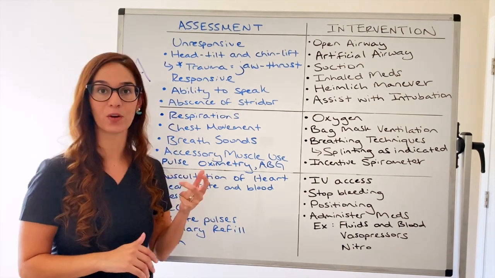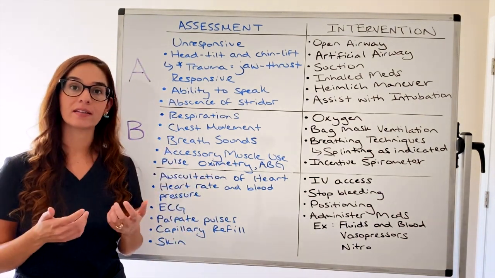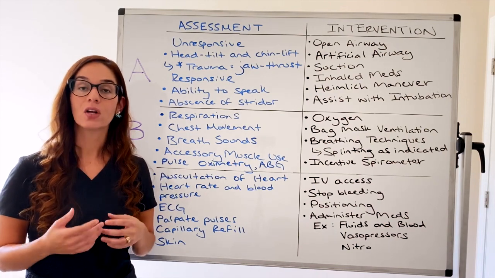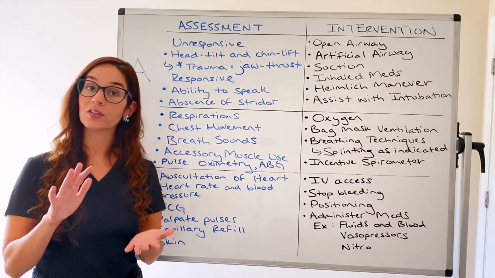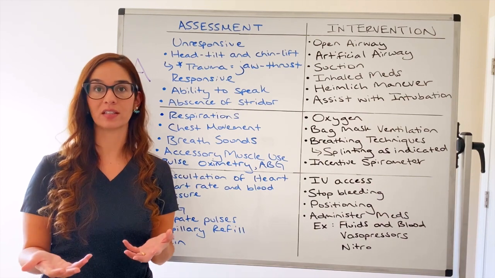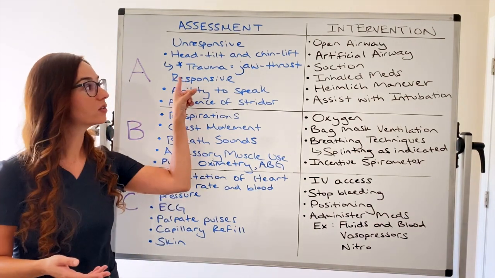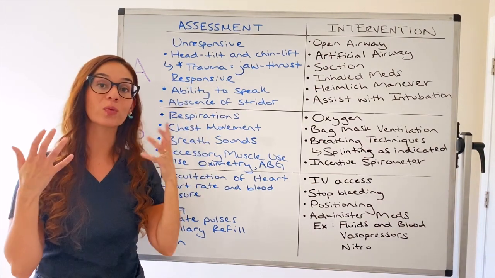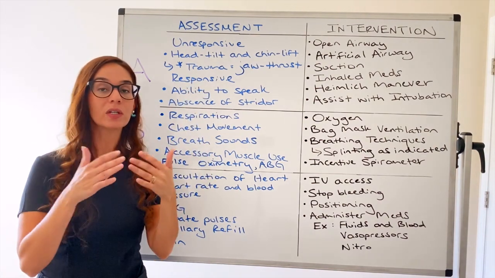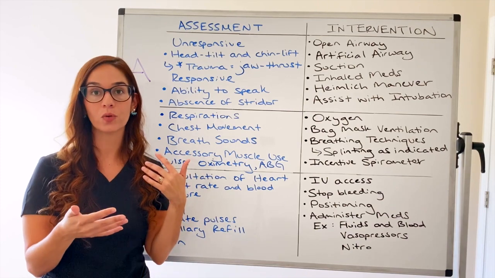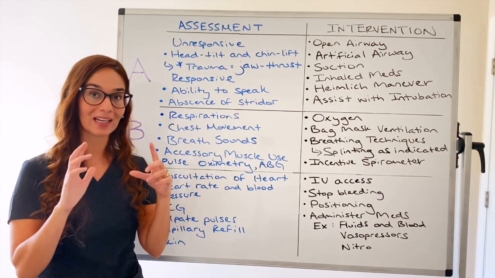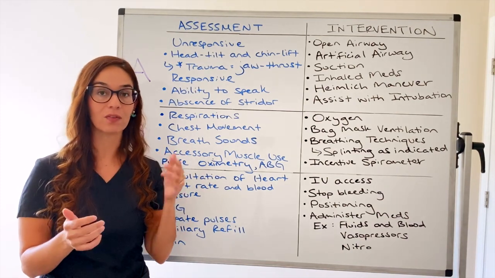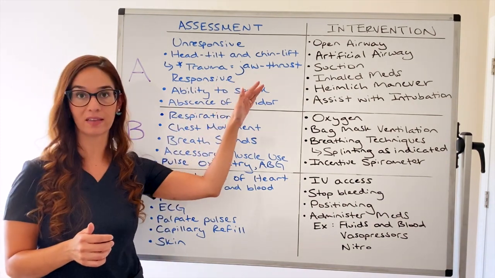So let's start with airway. How do you assess an airway on a patient? If they're unresponsive, you're going to do head tilt chin lift, just like you learned in CPR. I put a big star for a patient that experienced trauma. If there's risk of spinal cord injury, we don't want to manipulate or move their cervical spine in that way with head tilt chin lift. We would actually use the jaw thrust method.